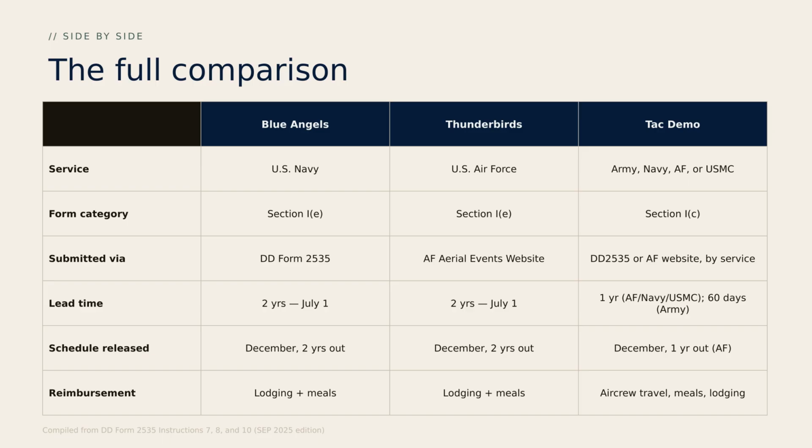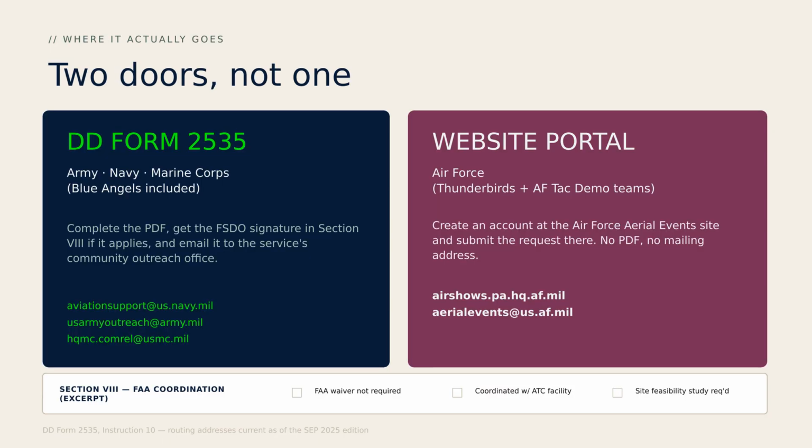On that Section 8 requirement, remember it's only skipped for flyovers, static displays, and parachute or jump teams. Everything else, every demonstration team and every single aircraft demo, needs FSDO coordination, and the form calls for a minimum 45-day review window on top of whatever deadline applies to the request itself. Getting this wrong doesn't just cause a delay. A DD2535 mailed to a Navy inbox for an Air Force request, or vice versa, simply sits unprocessed until someone notices the mismatch.